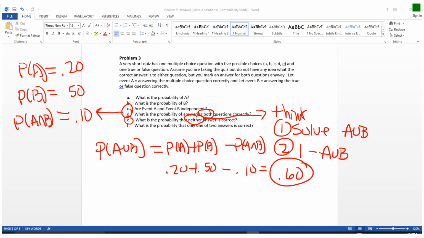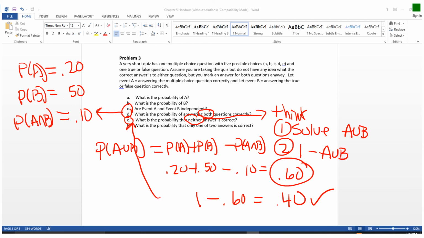So what that means is, just randomly guessing, there's a 60% chance that you'll get at least one question correct of these two questions. And the probability then to get neither, the answer would be 1 minus 0.6 or 0.40. That would be the answer to letter E. So again, if you ever get questions that say neither, you think solve for the union first, and it's always going to be 1 minus the union.